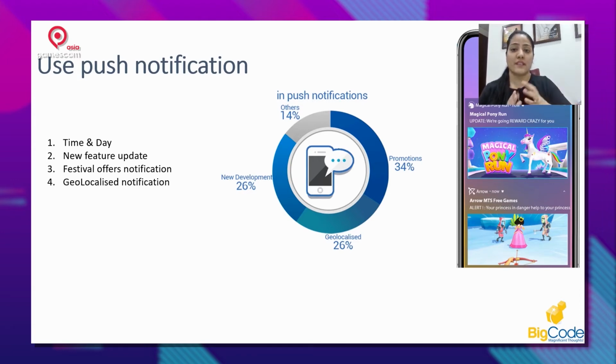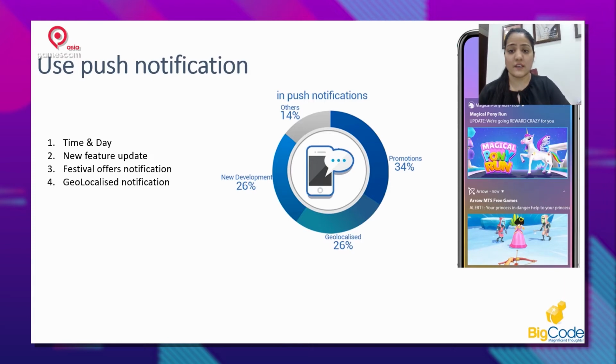For example, if you're sending a push notification to a Korean user, make sure that you send it in the Korean language. That is how you target specific geos and create the urgency that the user may lose something in the game if they don't go inside right away. So make sure that you have optimum utilization of push notifications at the right time. And I think weekends work better for push notifications.